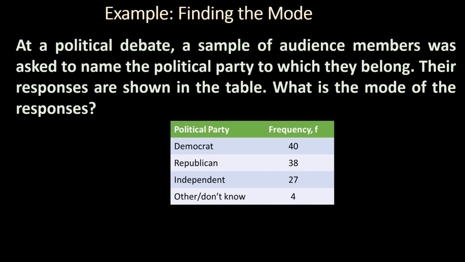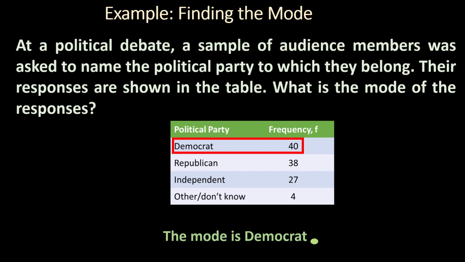Right? So if you write this down like the previous example, you write Democrat 40 times and Republican 38 times, Independent 27 times, other don't know only 4 times. Therefore, now you understand the repeated, right? Greatest repeated number. What is that? It is the Democrat, 40. Therefore, the mode is 40.